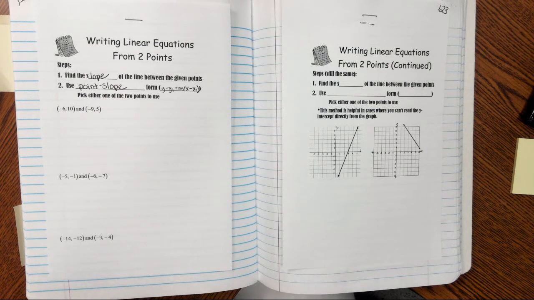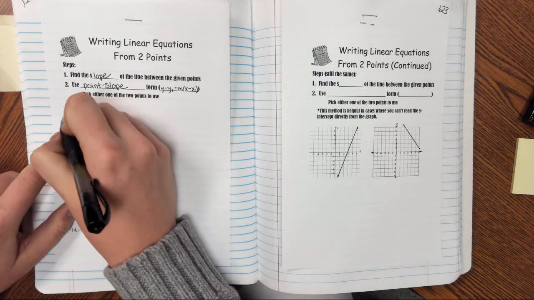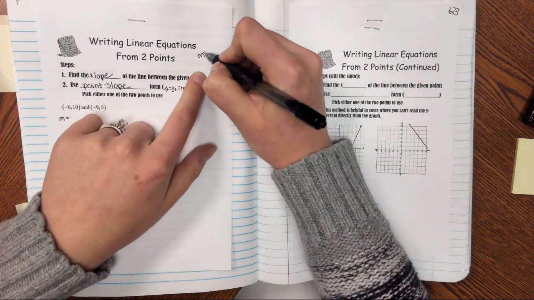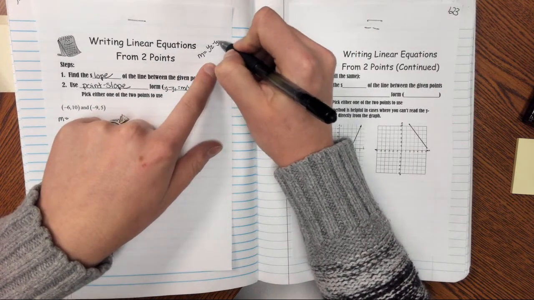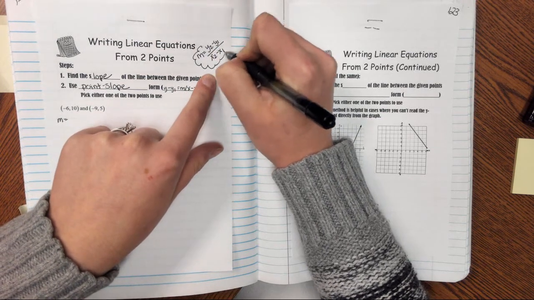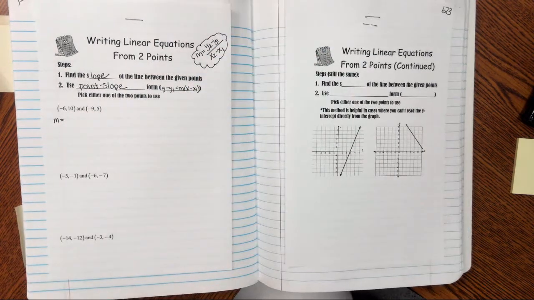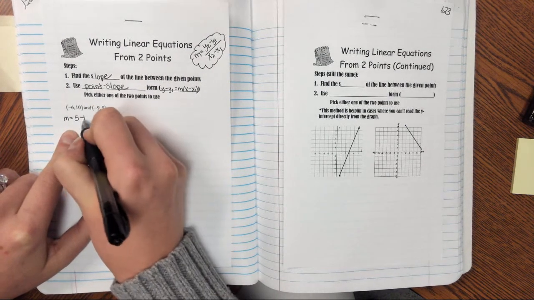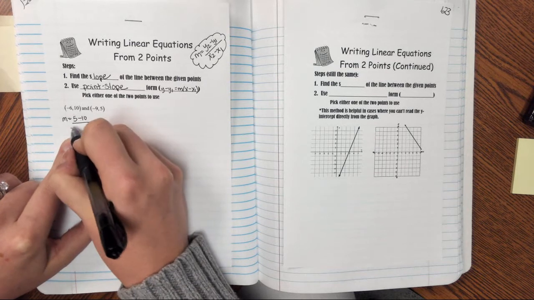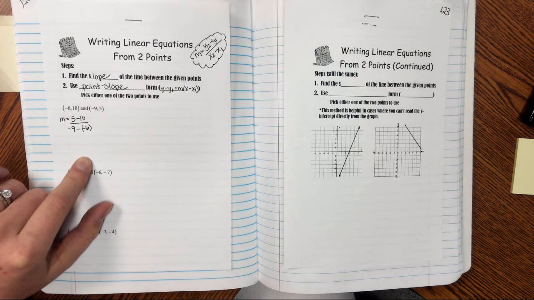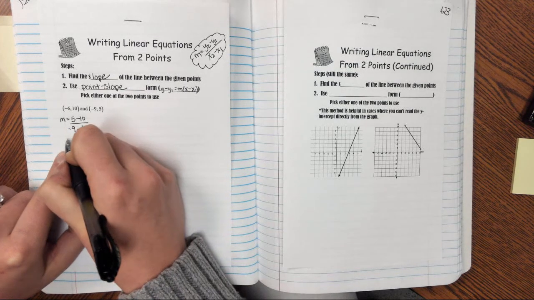Alright, so first one, I have negative 6, 10 and negative 9, 5. So I'm going to find slope first. Remember, my formula for slope, in case you forgot, I'm going to write it up here. Slope is equal to y2 minus y1 over x2 minus x1. Looks like that. All right, so y2 is 5, minus y1 is 10, over x2 is negative 9, minus x1 is negative 6. So I'm going to then simplify.